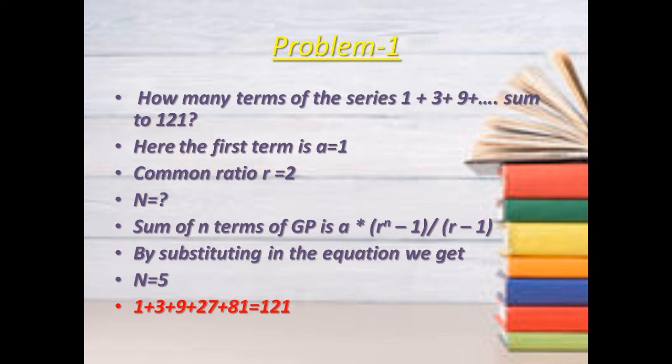I have written the series also: 1 plus 3 plus 9 plus 27 plus 81. How do we get this series? 1 into 3 is 3, 3 into 3 is 9, 9 into 3 is 27, 27 into 3 is 81. Therefore, by adding all these 5 terms, that is n is equal to 5 terms, we get the total value of 121, which is given in the question. Therefore, the value of n will be 5.